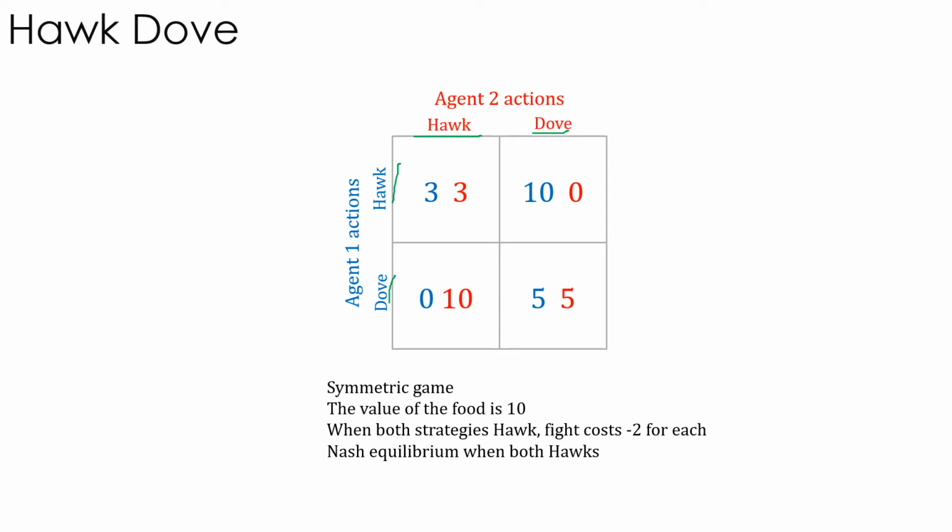A hawk fights for the food. A dove gives up and goes without food. Now the penalty for fighting is -2.